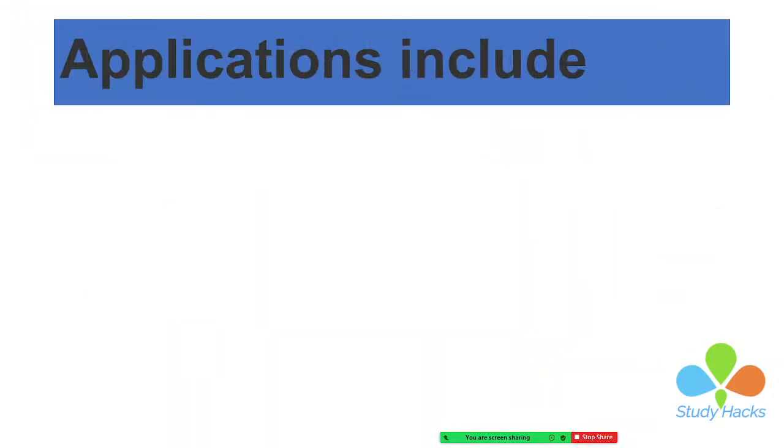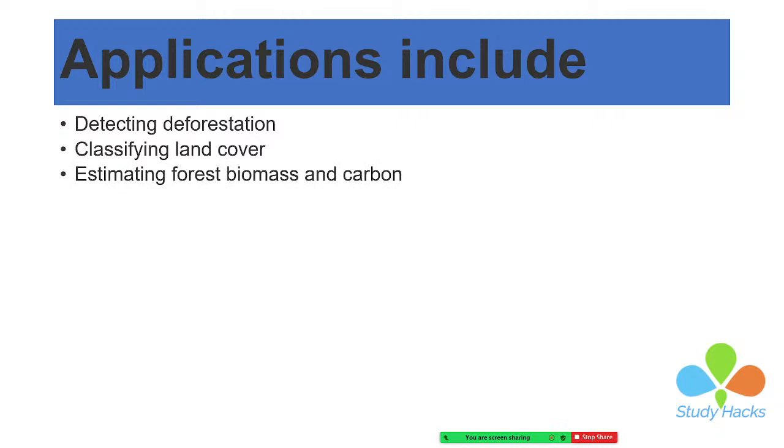Then applications, it has a lot of applications. Mainly we can do any remote sensing application using this platform very quickly and efficiently. Here I mentioned some. We can easily do detecting deforestation, classifying land cover and land use, estimating forest biomass and carbon, and mapping the world's roadless areas.